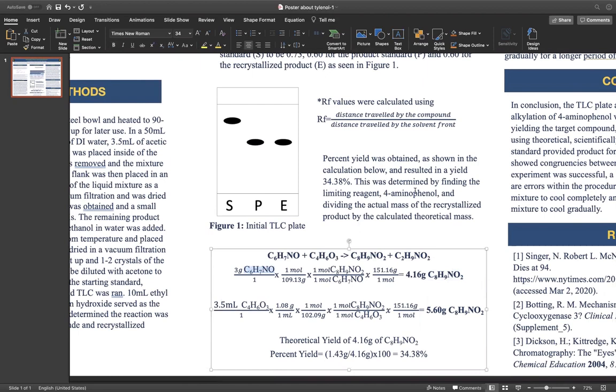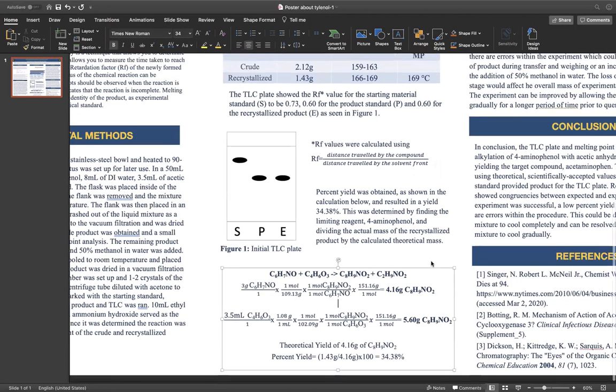Okay, so it says percent yield was obtained and shown in the calculation below, and the result is a yield of such and such. So it kind of mentions what this calculation is, but looking at the calculation, I may have gotten confused and not even read this. In an actual poster, make sure everything is clear. Use fewer words if you can.